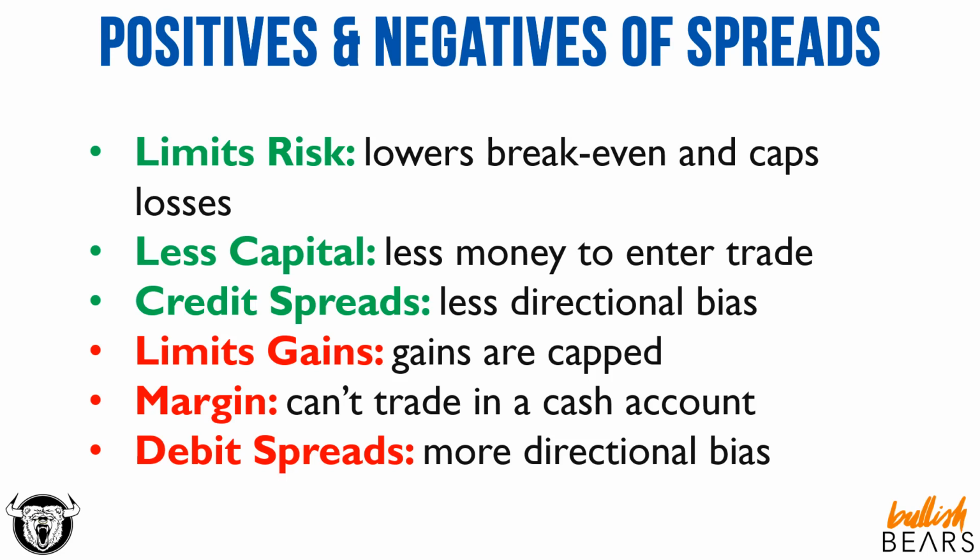But if you have a smaller account and you trade on margin, you might not be able to enter into as many trades. Now, with debit spreads, one of the negatives is that you have to be more directionally biased. With credit spreads, you're less directionally biased. With debit spreads, you have to be more directionally biased, a little bit less than doing naked calls and puts, but you have to still get your direction correct.